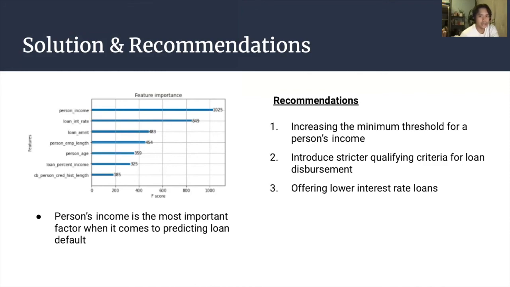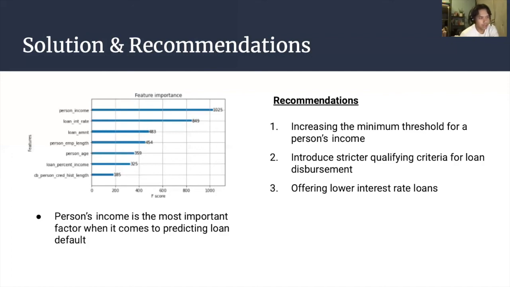as well as having a higher income will reduce the likelihood of loan defaults according to the correlation heat map. And then also introducing stricter qualifying criteria for loan disbursement. So what this means is that we see that the higher the person's age, the less likely they are to default. Hence, if it's possible to introduce stricter qualifying criteria surrounding the age of a person, that will obviously reduce the likelihood of defaults in the future.